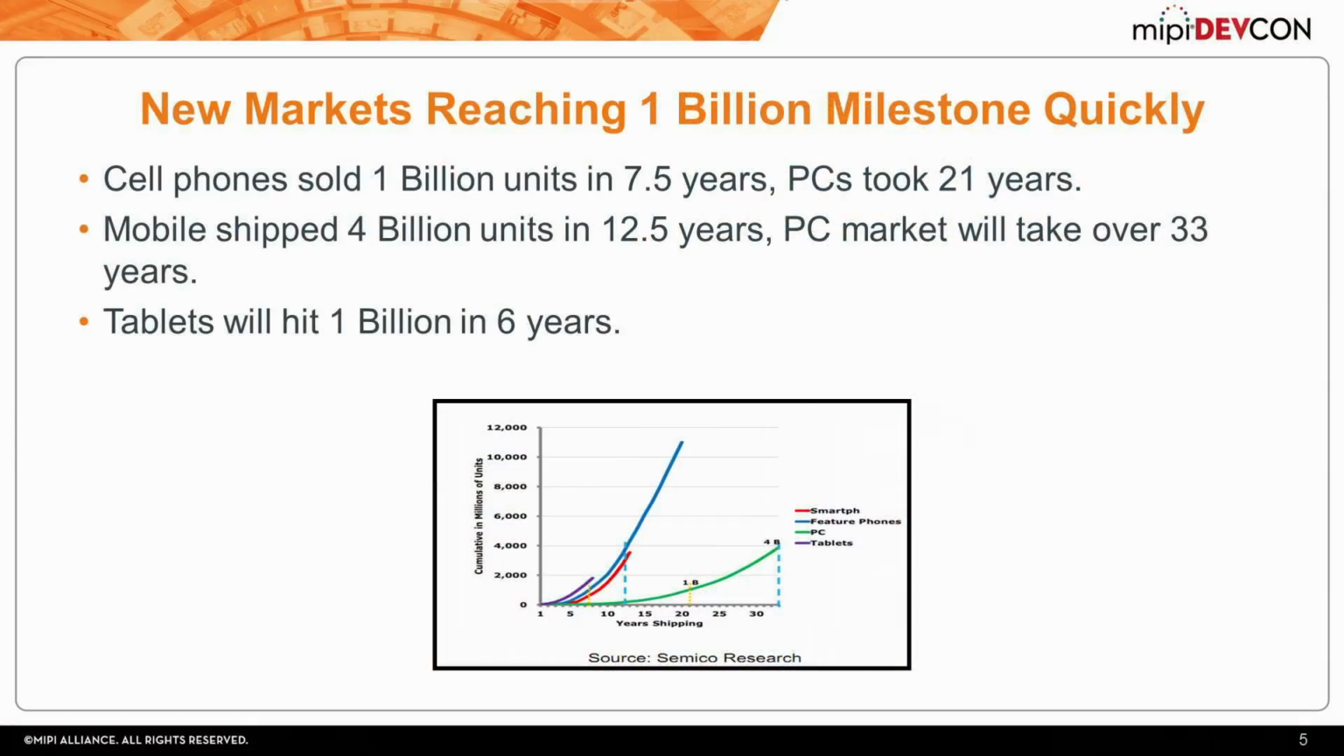I think we're all familiar with smartphones that have been growing over the last almost 10 years or so, maybe even a little more than that. 1 billion units of cell phones were sold in 7.5 years compared to 21 years for PCs, so significantly faster growth in that market. We've seen in some of the other presentations that the smartphone market is flattening off a bit, but certainly the mobile architecture and ecosystem is still growing significantly. Mobile shipped 4 billion units in 12.5 years. It would take over 30 years at the same rate for PCs. And now we reckon tablets will hit 1 billion in 6 years. That's huge growth as well.